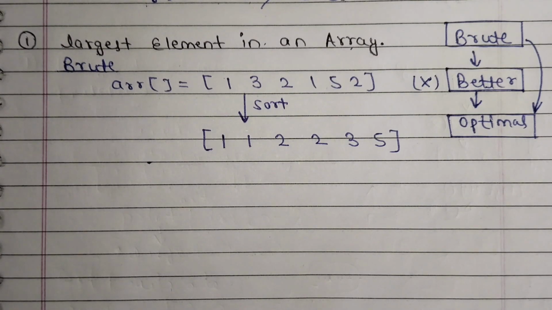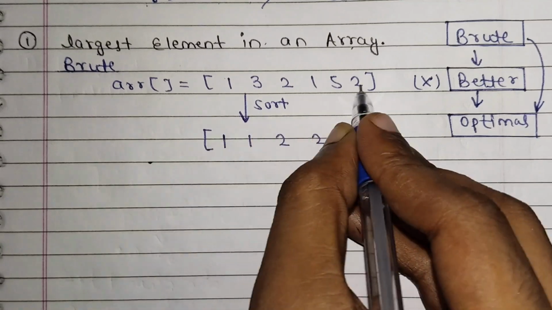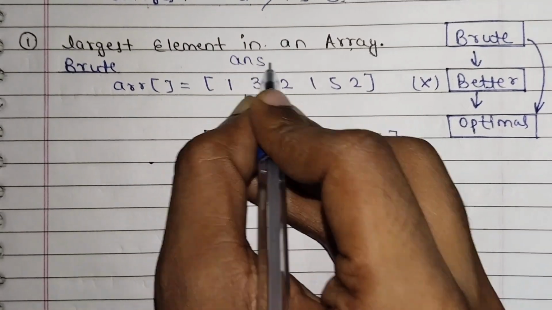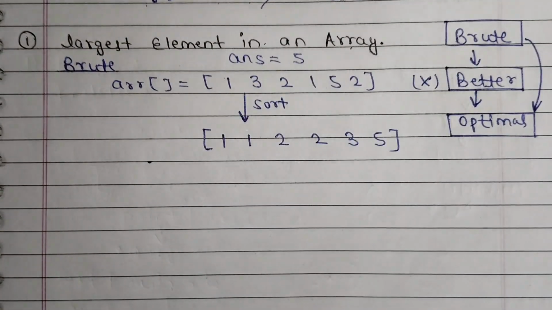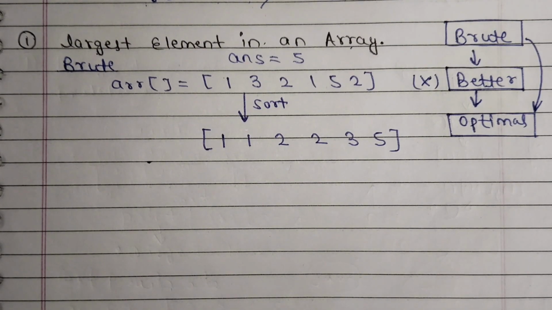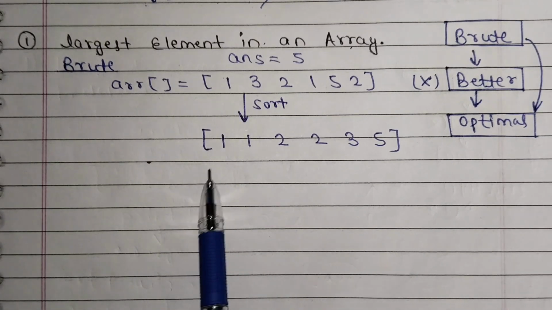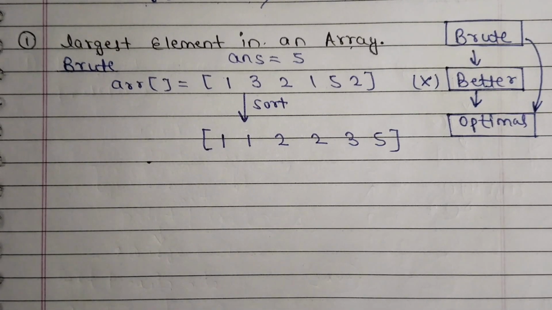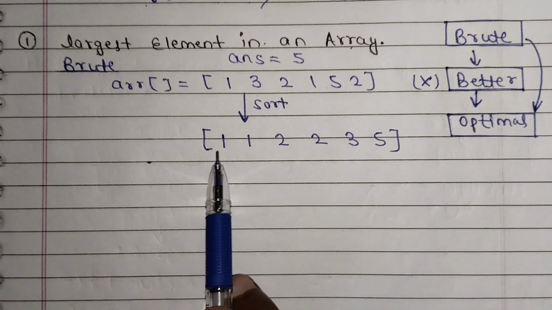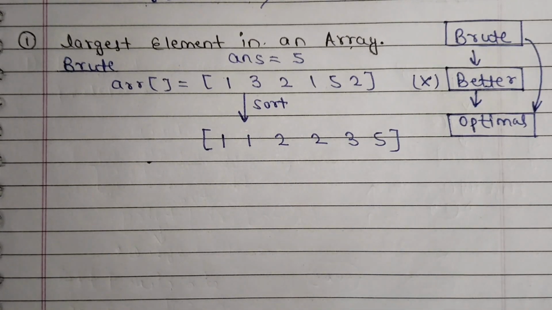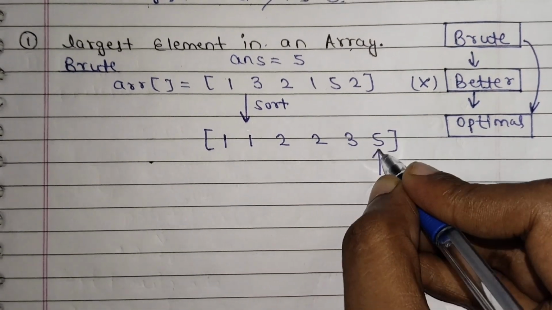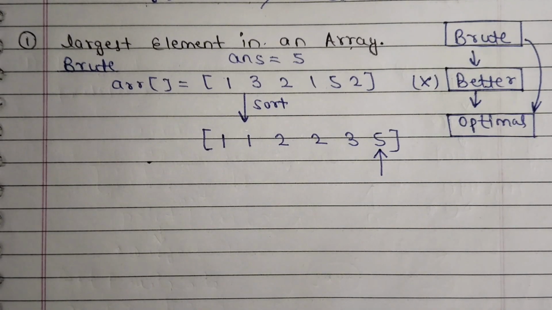First of all, what is the largest element in the array? The largest element is 5, so we have to answer 5. We sort the elements in ascending order: 1, 1, 2, 2, 3, 5. Whenever you sort the elements in ascending order, the largest element is always placed at the last index of that array.